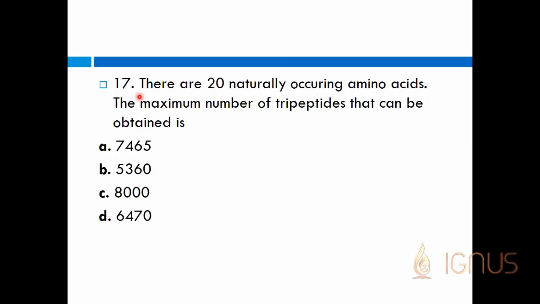Question number 17. There are 20 naturally occurring amino acids. The maximum number of tripeptides that can be obtained is. Find the best answer.